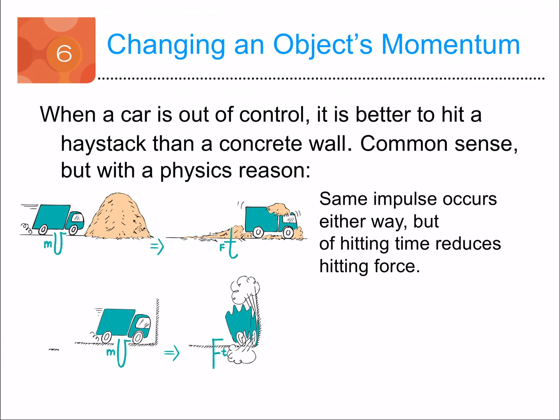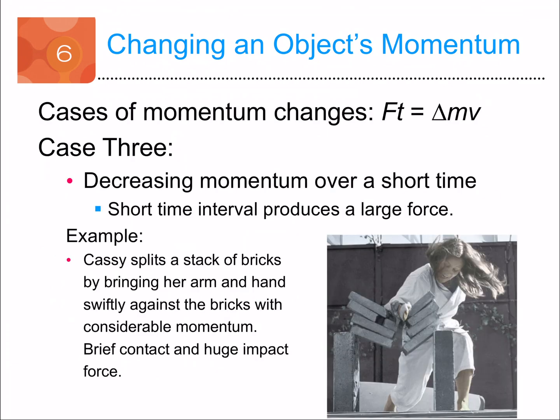The physics reason for this is you have the same impulse, but your hitting time is going to reduce the hitting force. And then the third case is when we decrease momentum over a short time. That short interval is going to produce a large force. So anytime you see somebody breaking a stack of bricks or breaking a stack of boards, it's because their hand comes down and hits those boards or bricks for a short time, but with a large amount of force.